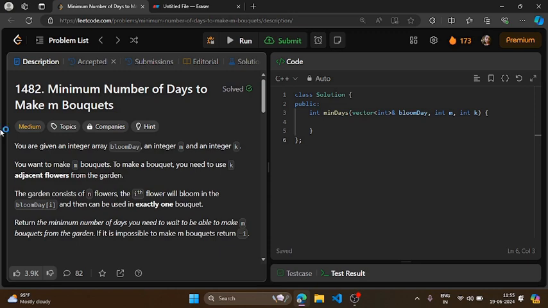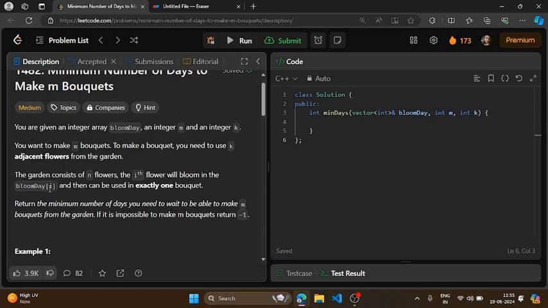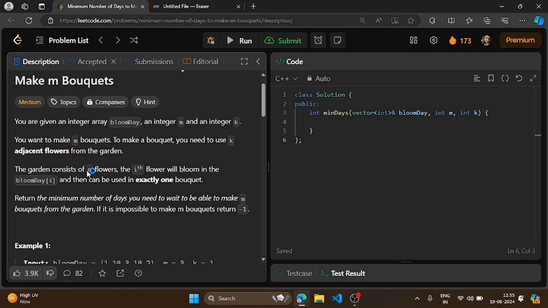This is question number 1482: Minimum number of days to make M bouquets, right? In the question, we are given an integer array bloomDay, and integers M and K. You want to make M bouquets, and to make a bouquet you need K adjacent flowers from the garden. So basically in my garden we have n flowers, represented by the bloomDay array, and the ith flower will bloom on bloomDay[i]. On this particular day my ith flower will bloom.